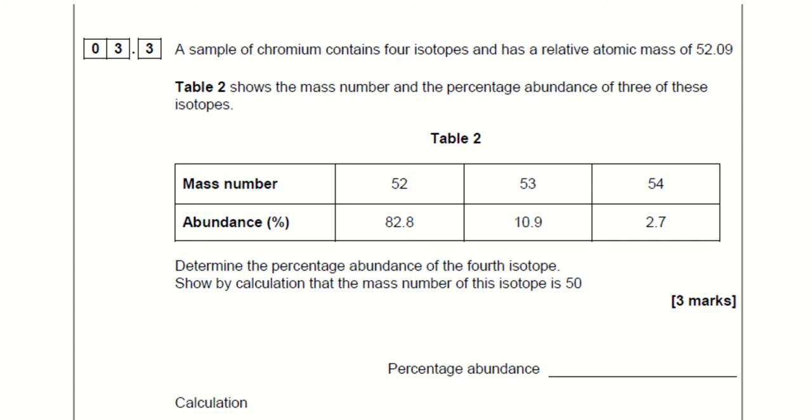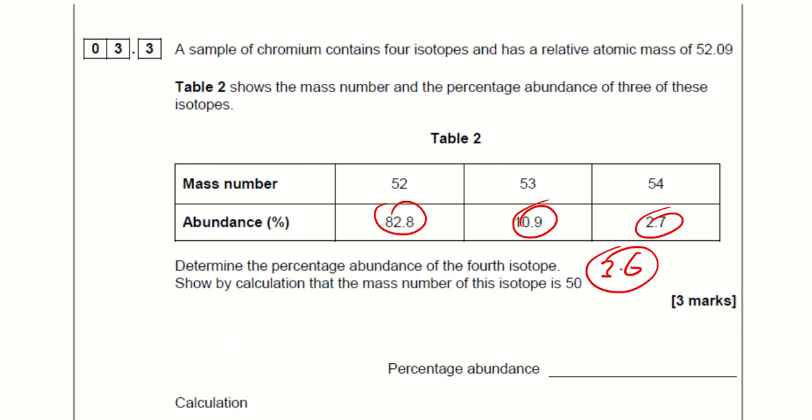Right, determine the percentage abundance of the 4th isotope. Okay, so the 4th isotope, we've got percentage abundance of 1, 2, and 3. We just add them together and take it away from 100. That was 3.6. Believe it or not, you actually got 1 mark for working that out. Fairly unbelievable. Yes, I would get that.